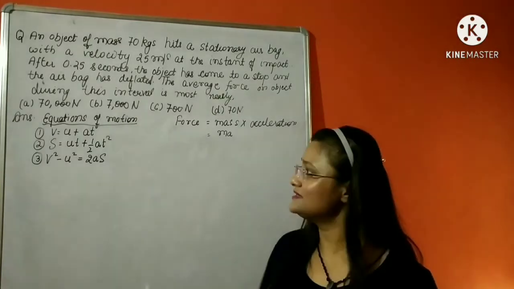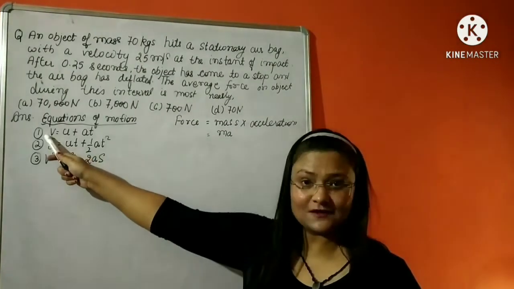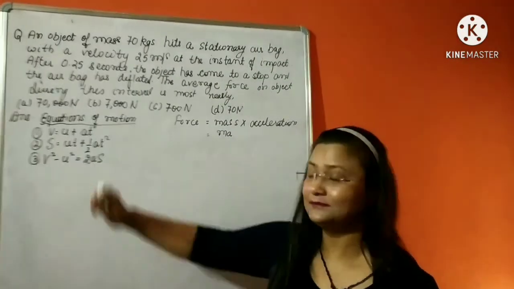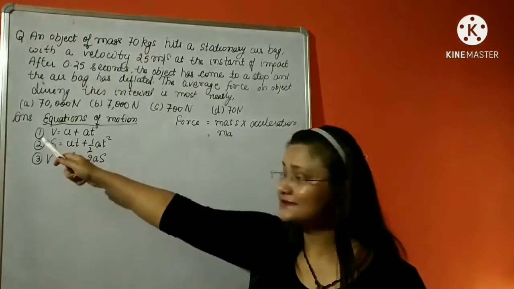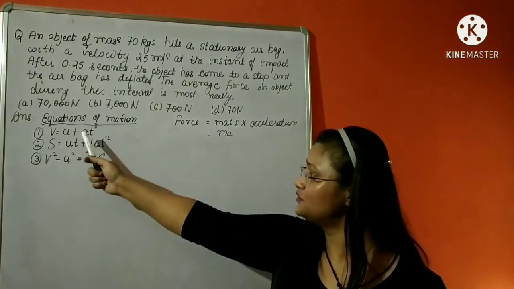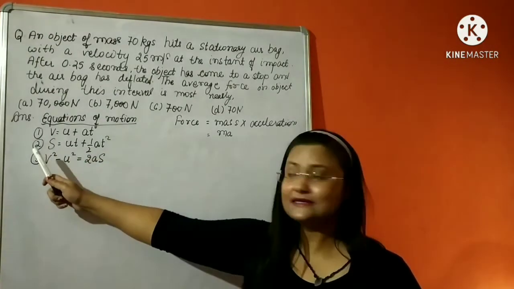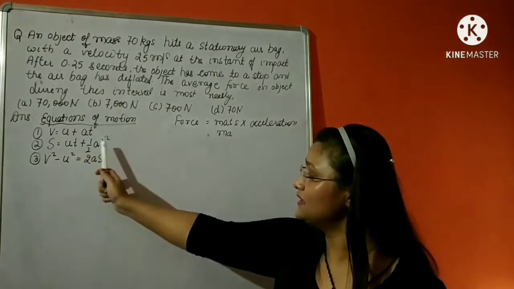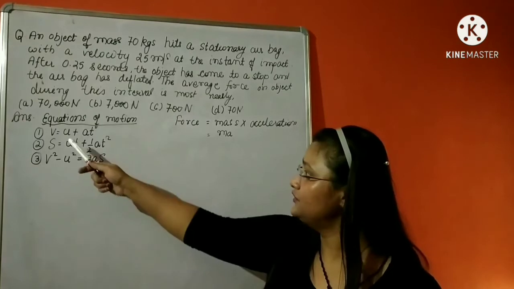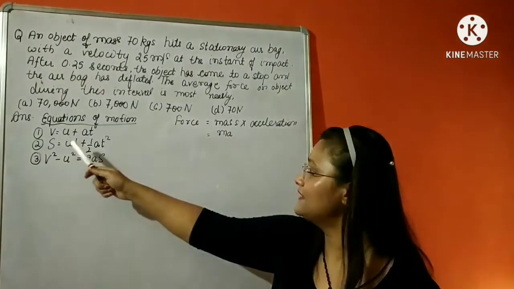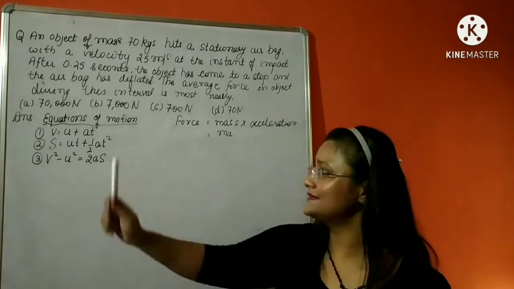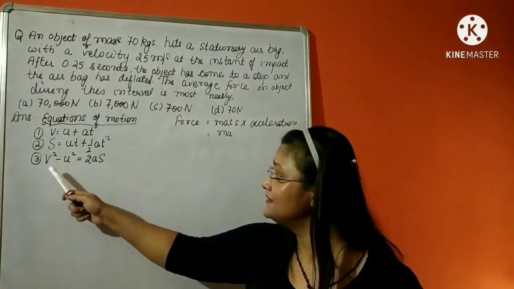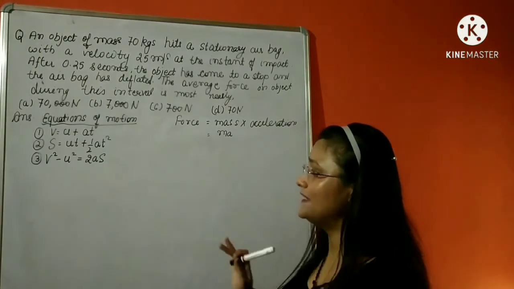So these are the three equations. V is final velocity, U is initial velocity, A is acceleration and T is time interval. The first equation is V equals U plus AT. Another equation is S equals UT plus half AT squared, where S is displacement. The third formula is v squared minus u squared equals 2as.